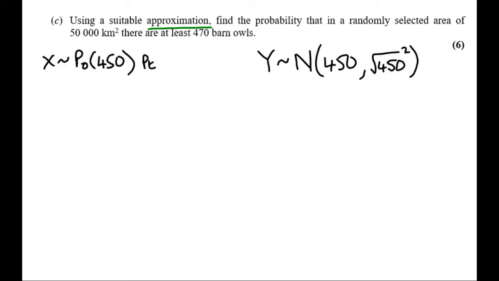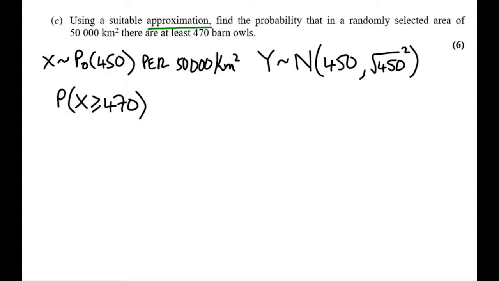This Poisson distribution, which was per 50,000 kilometers squared, I've been asked to find the probability that there are at least 470 barn owls. So the probability that X, the smallest value, should be 470. So X is greater than or equal to 470. While if I use the normal, which is a continuous distribution, I have to have a continuity correction. Thinking whether I'm going to include 470 or not, I know that I must include 470, so Y is going to be greater than, we can have an equal to, 469.5. Just double checking, did I want to include 470? Yes, I did. Does this statement include 470? Yes, it does. I'm happy that I've applied the continuity correction correctly.